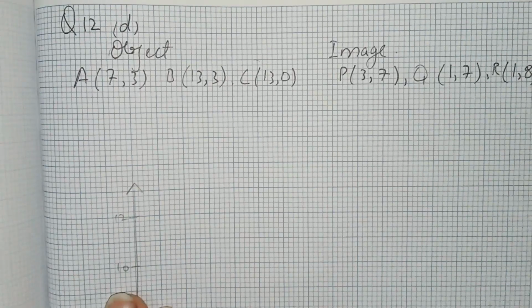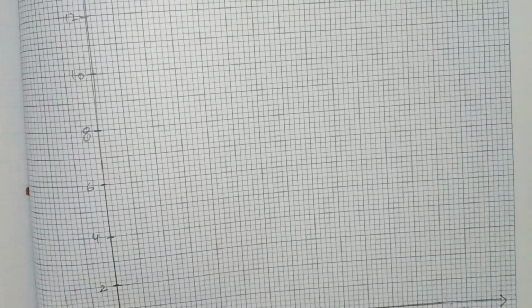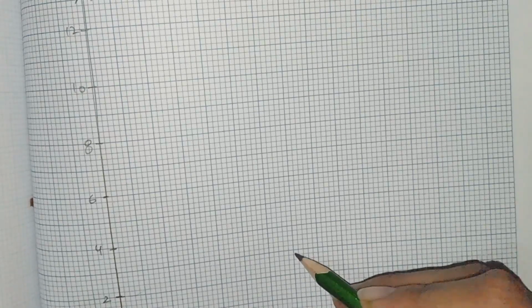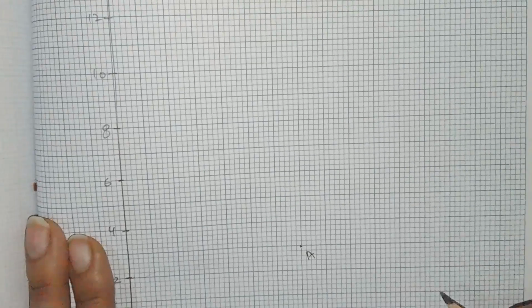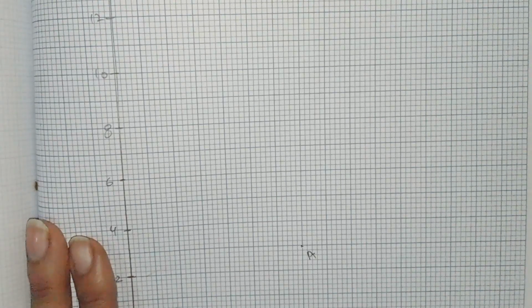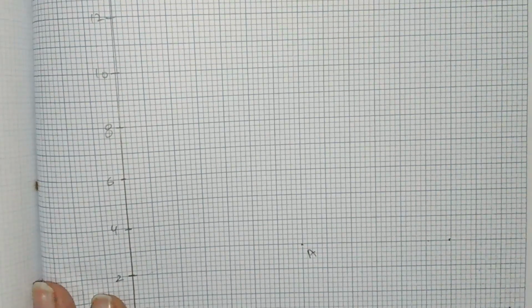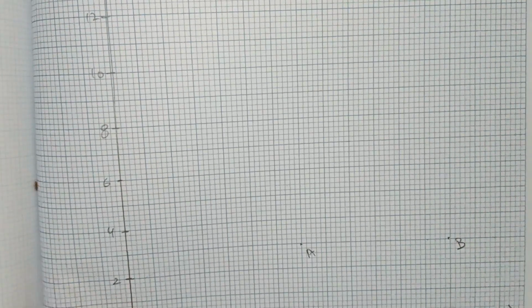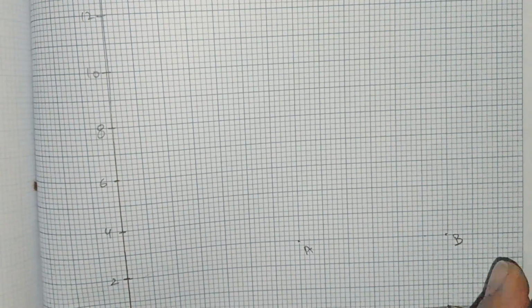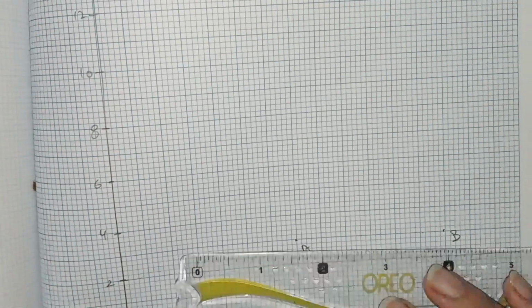Now students, this is part number D. First we have to draw the object. A is 7 and 3. This is A, 7 and 2 and 3. This is A. Now B is 13 and 3. This is B. And C is 13 and 0. This is 13 on the x-axis and on the y-axis this is 0. This is the point C. Now we have to join these points and make a triangle.